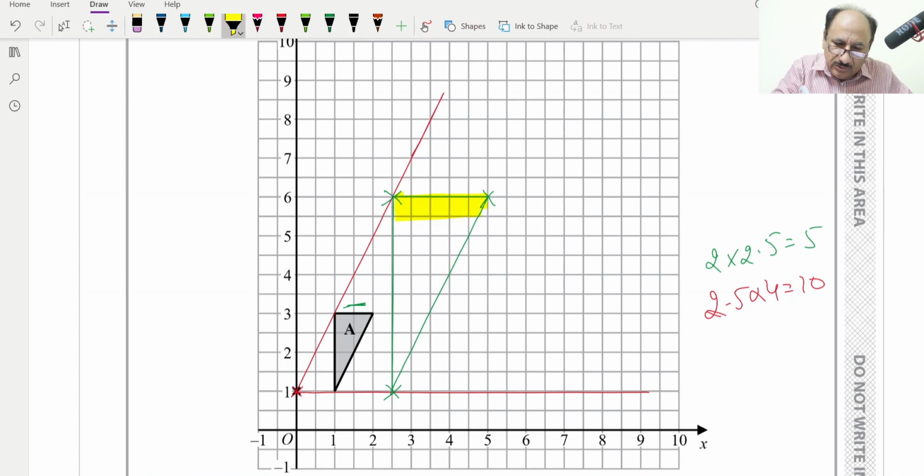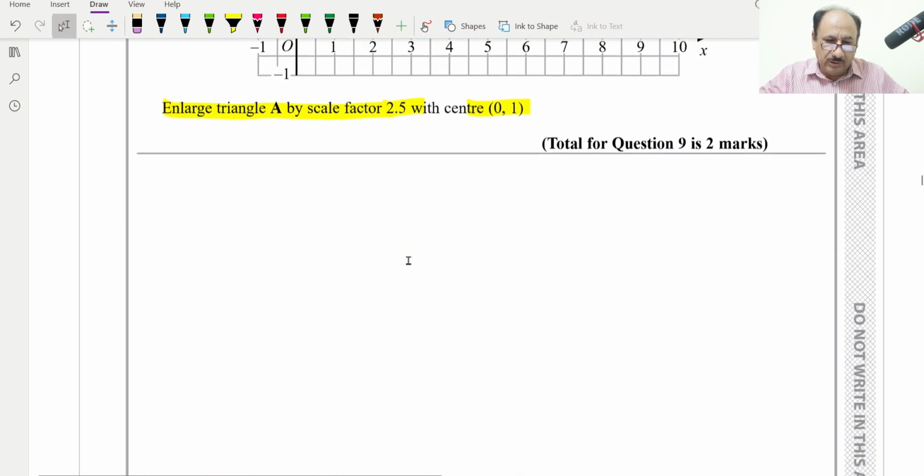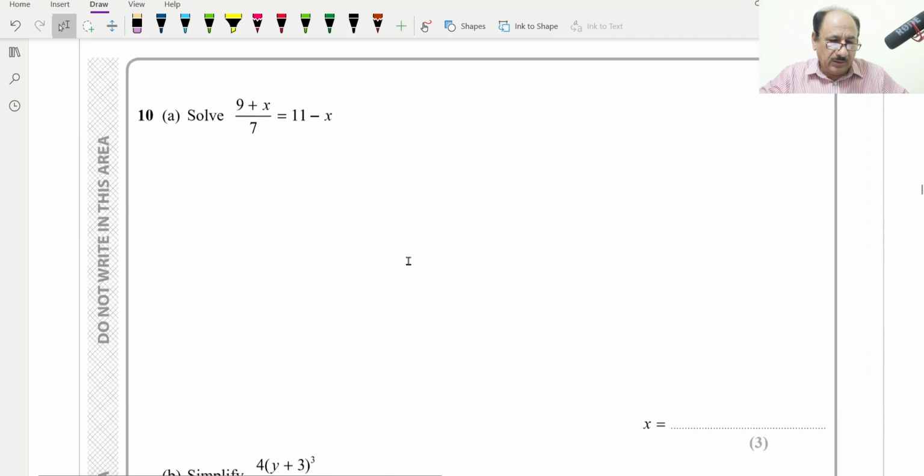I'm going to shade this, and this is basically the triangle which is required. So now we have to go to the next question, which is question number 10, and they're saying solve this algebraic equation that is provided.